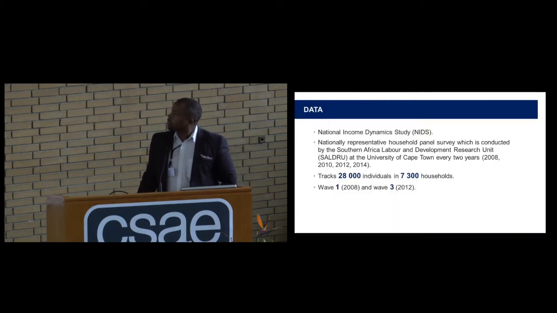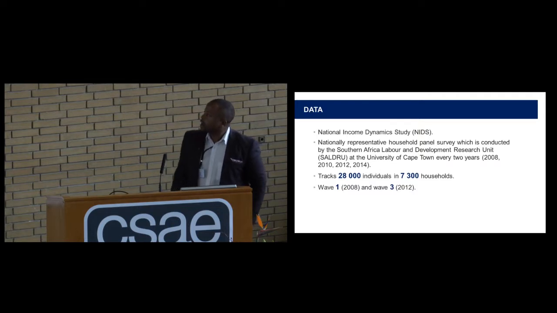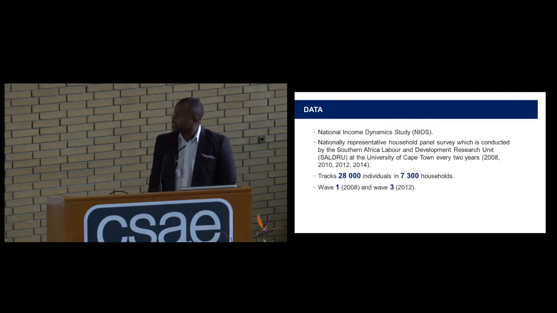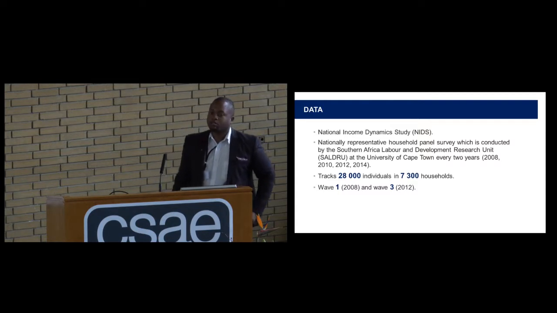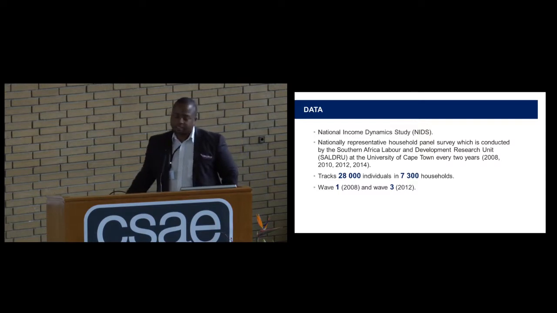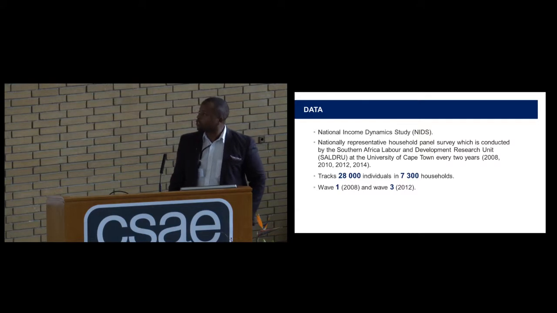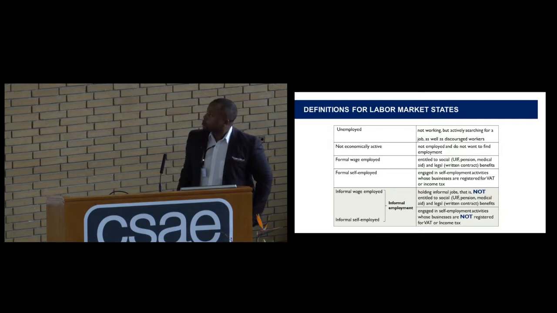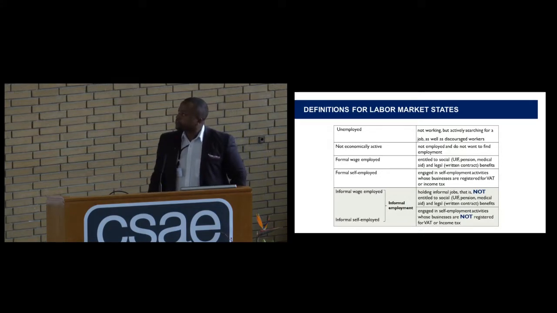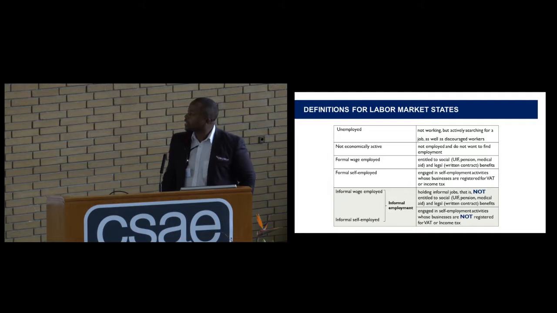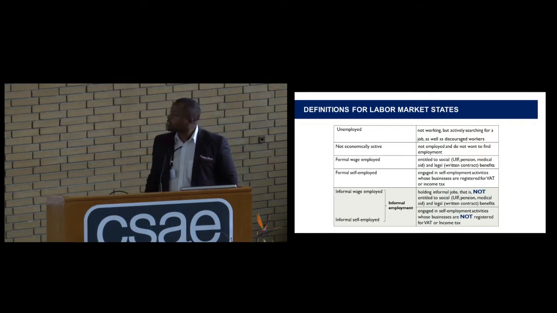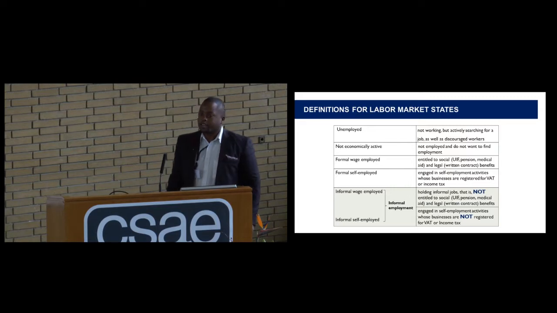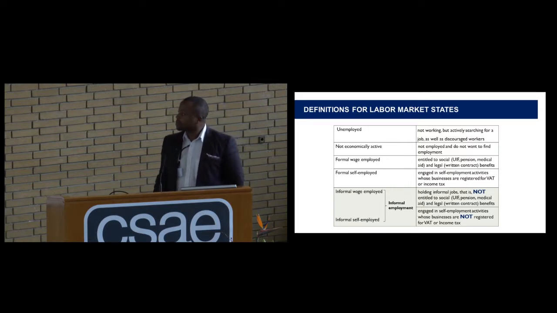For the data source, I preferred using the National Income Dynamics Study, which follows the same individuals. I used the 2008 wave and the 2012 wave. This has the advantage of following the same individuals compared to the Quarterly Labour Force Survey, which follows households instead. So I separated the panel into different labor market states, and I used the broad definition of informal employment, which includes even those working in the formal sector but with informal jobs.